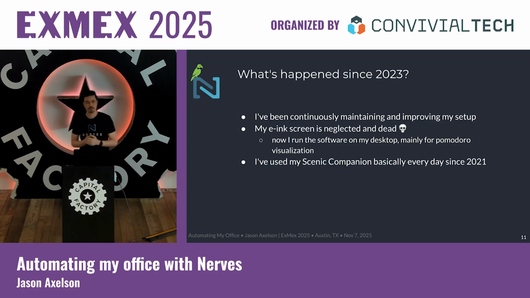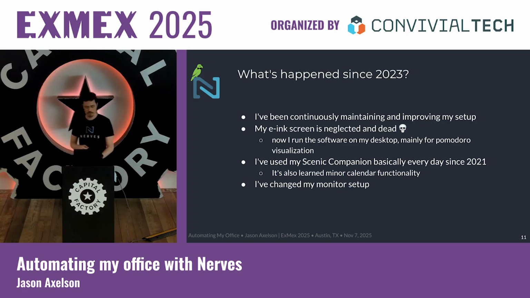But I've been continuing to use my Scenic Companion pretty much every day since 2021. And it's also even learned a few minor things like some calendar functionality, so I can see when my next event is. I've also changed my monitor setup and added a bunch of hardware that is ready for some automation.